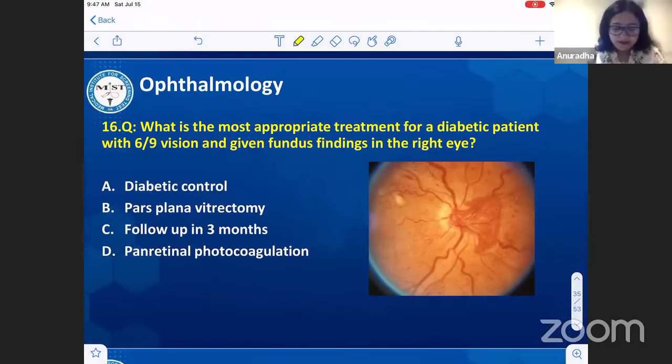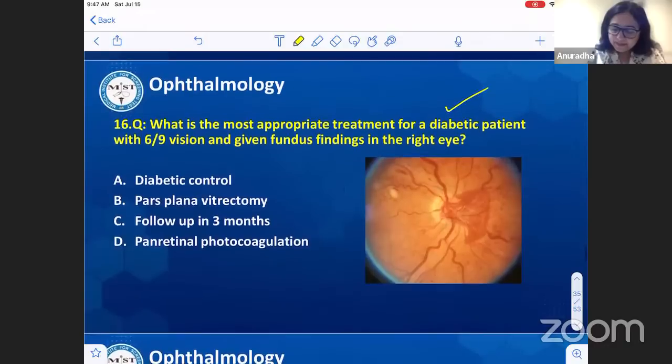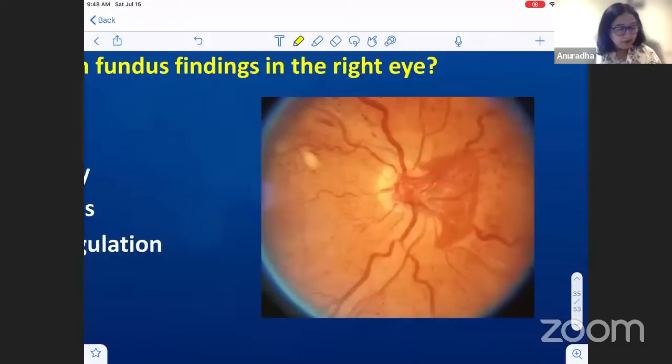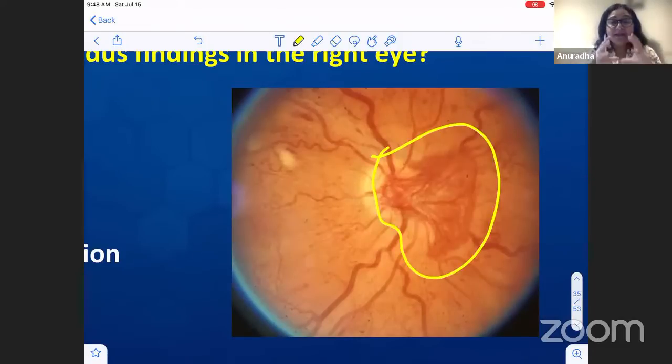So what is the most appropriate treatment for the diabetic patient with 6/9 vision and the given fundus finding in the right eye? Here, if they talk about a diabetic patient, look at the fundus and try to see if there are any diabetic changes. As I told you, start from the optic disc. Do you see anything in the optic disc in this fundus image? Yes, you are seeing this blood vessel growth on the optic nerve, this frond of blood vessels. When these kind of vessels are there on the optic nerve, this is called neovascularization of the disc, because these are not normal vessels. These are new vessels. Neovascularization of the disc, or NVD.